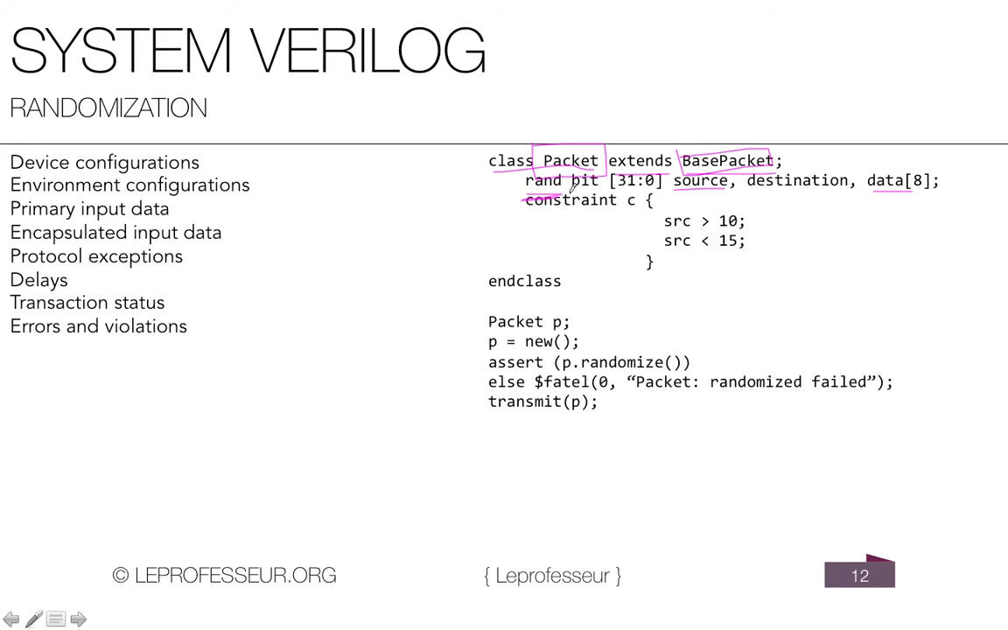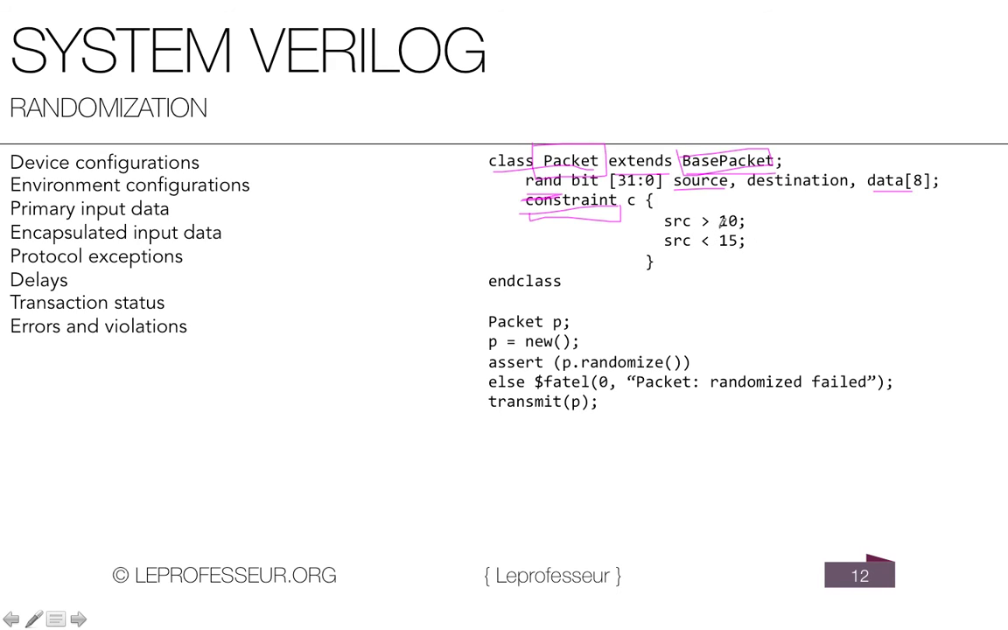Since you are randomizing it, you have to write constraints, otherwise the solver doesn't know what the limit is. It will go by whatever the defined limit is, from high to low, which may be enormous. So it's always a better idea to write constraints as soon as you use the rand keyword. So let's say you write the constraint that your SRC can have a value greater than 10 and less than 15.